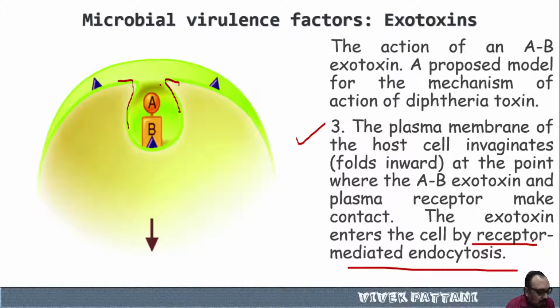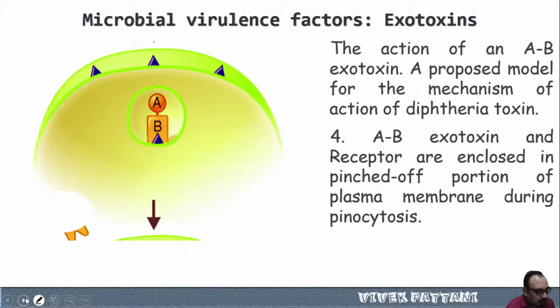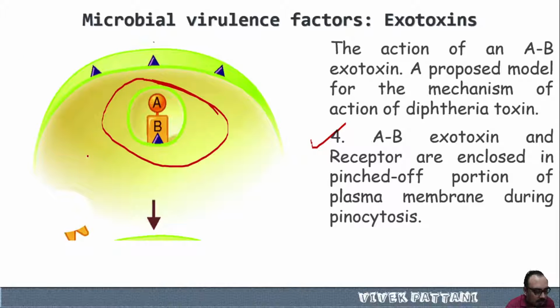It's a process of endocytosis, where a receptor is basically used. In this case, the receptor will be on the plasma membrane. Now, in the next scenario, what will happen? The AB toxin and the receptor are enclosed in a pinched off portion of the plasma membrane during pinocytosis.